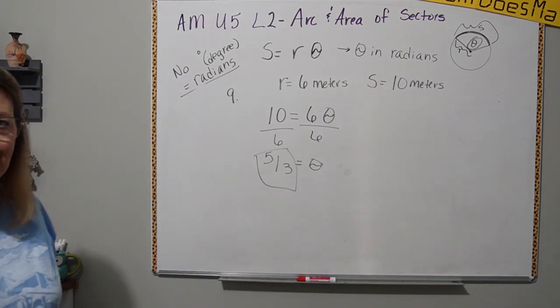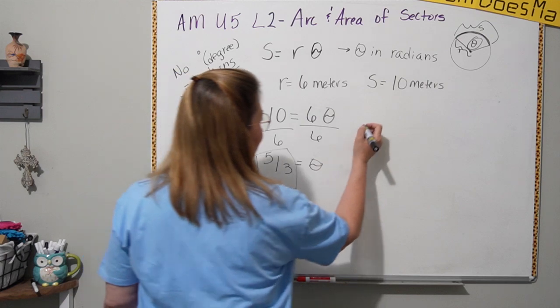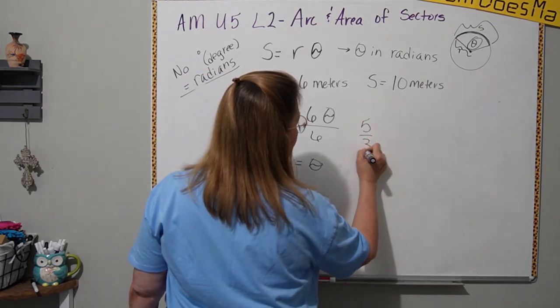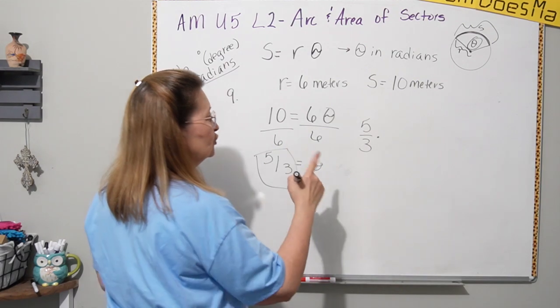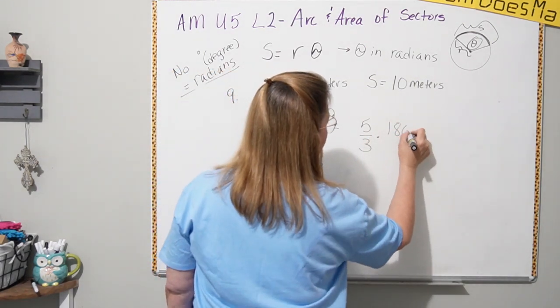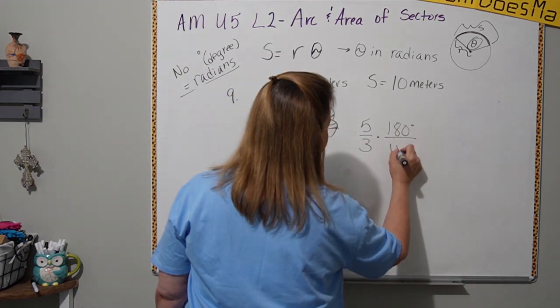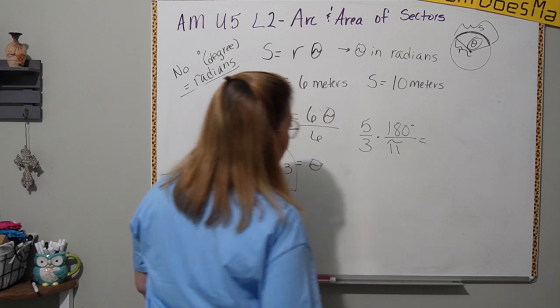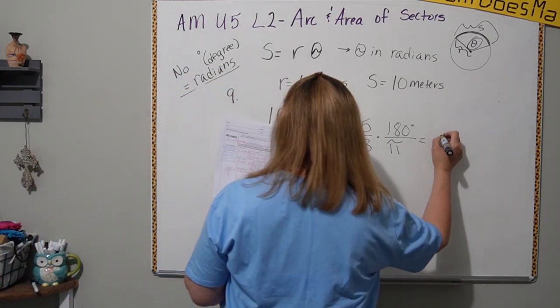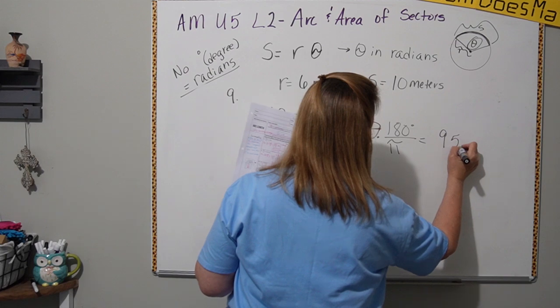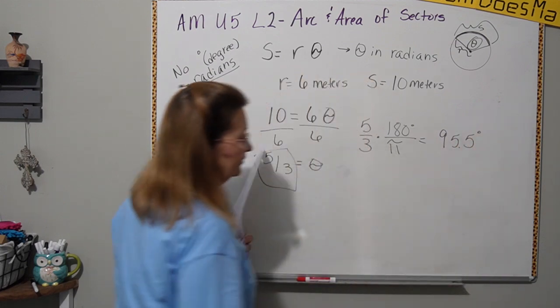Now, how do you change it to degrees? Well, we've had a lot of practice with this. So we're going to do 5/3. Remember, if you're going to degrees, degrees go on top. So this time we're going to have 180 degrees over pi, and doing the math on that is going to get you 95.5 degrees.